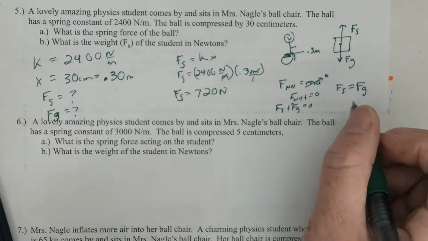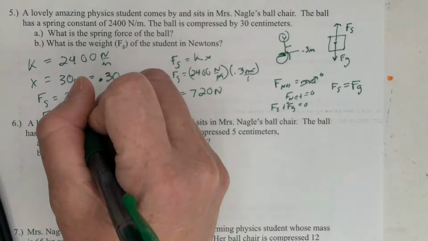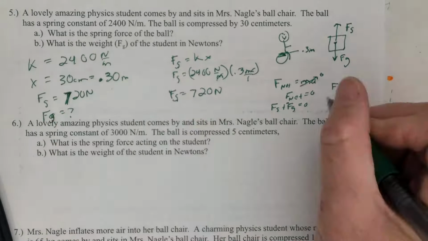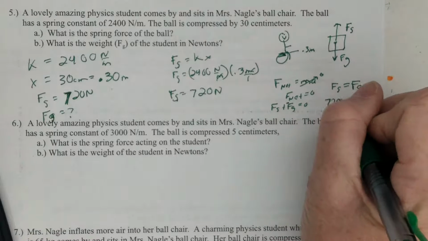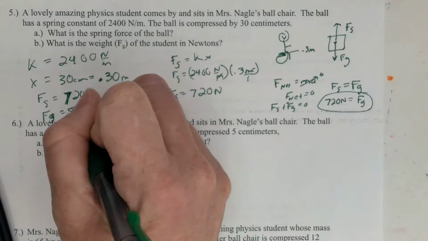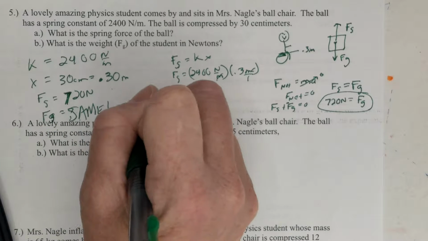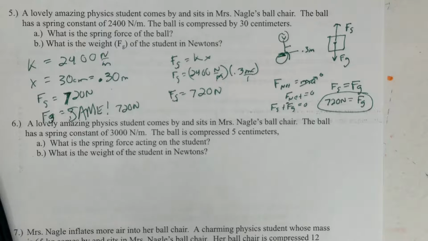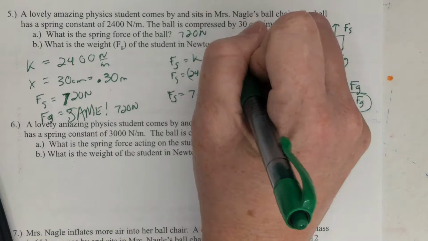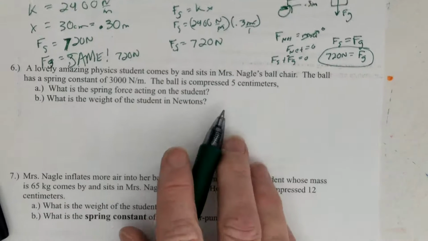Woohoo! Now I can just say, well, what do I know of the force of the spring? Well, the force of the spring, 720 newtons. I put that in. Oh, that is my force of gravity. They're the same. So it's 720 newtons. There you go. Force of the spring, 720 newtons. Force of gravity, negative 720 newtons. Equal and opposite. There's the opposite with a little negative sign.